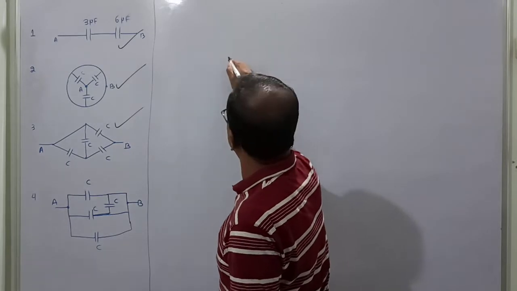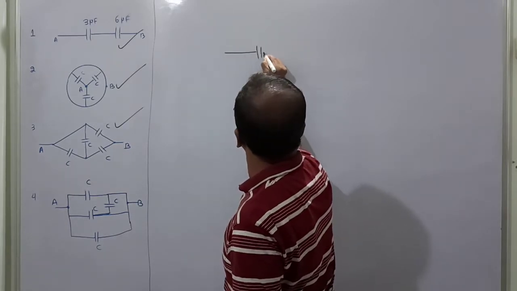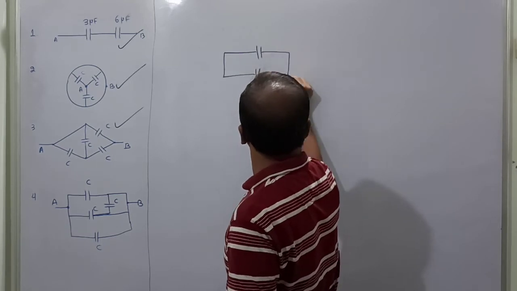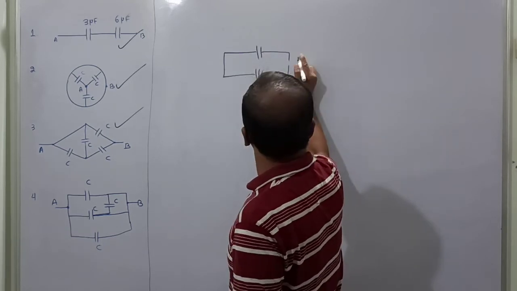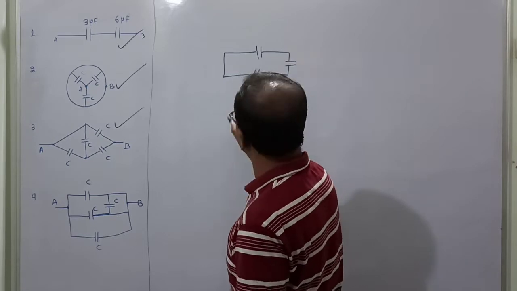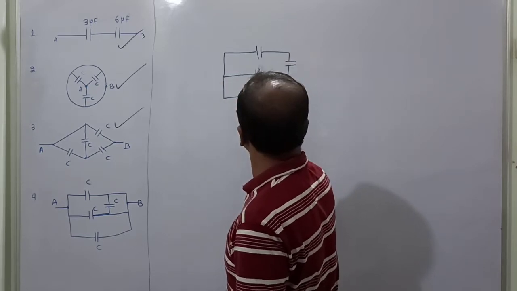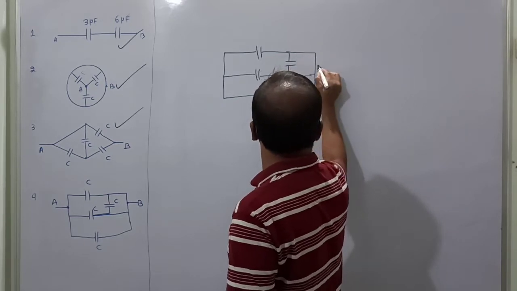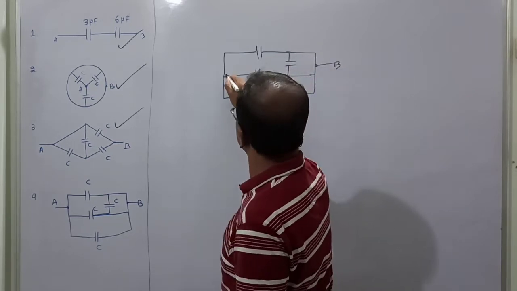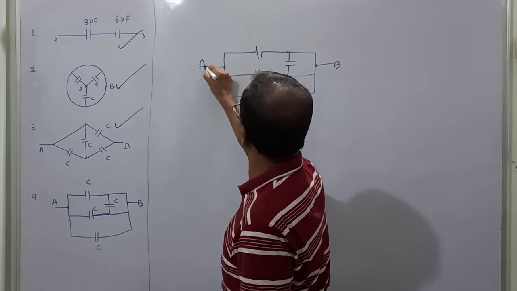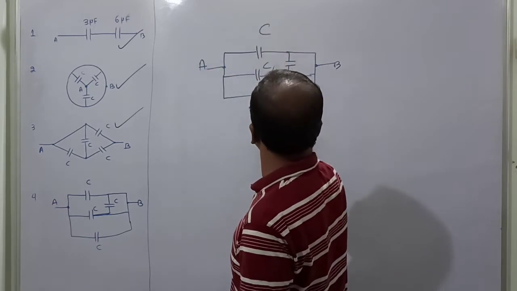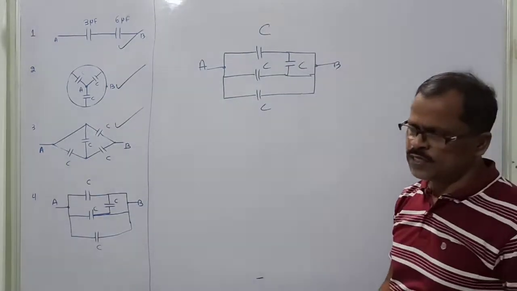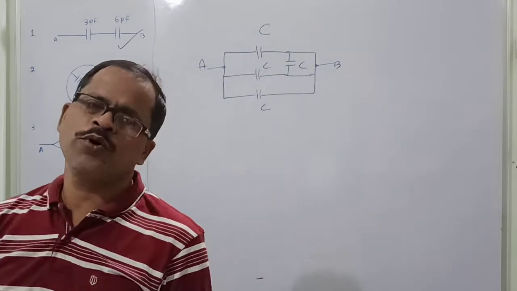So in question number 4, the capacitors are given like this. Look here, these two capacitors are connected like this. Here there is a capacitor. Now another capacitor is connected like this, and these wires are connected here, and this point is B, this point is A. So you have to find out what is the net capacitance of the system. Now gradually things are becoming easier.